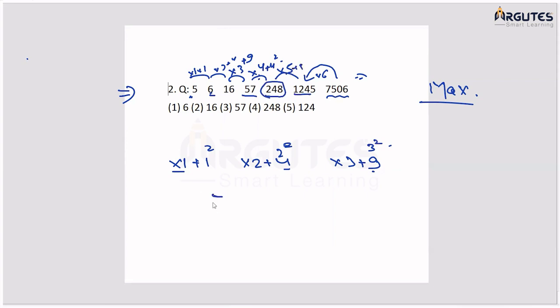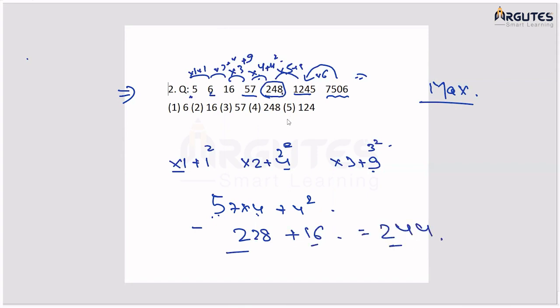So now check 57 into 4 plus 4 square. If it is 248, then this number will be correct, then we will move ahead. If it is not 248, then this number will be wrong. So 57 into 4, how do we calculate it? By our fast calculation method, we first do 50 into 4, 200, and plus 7 into 4, 28. So 228 plus 16 over here. So 228 plus 16, that is 244.